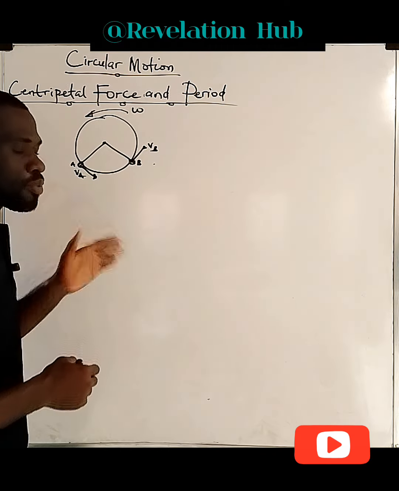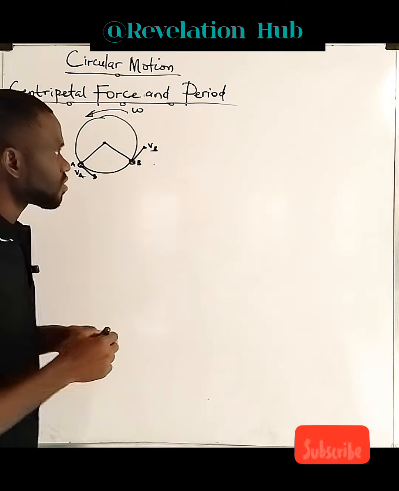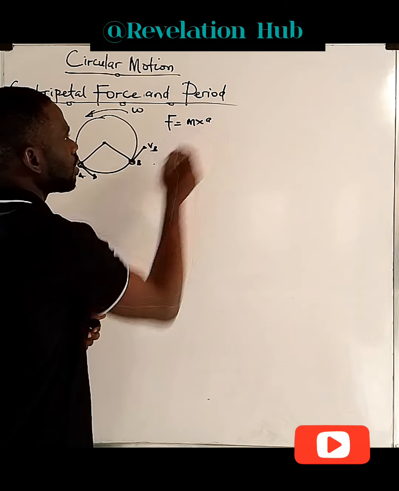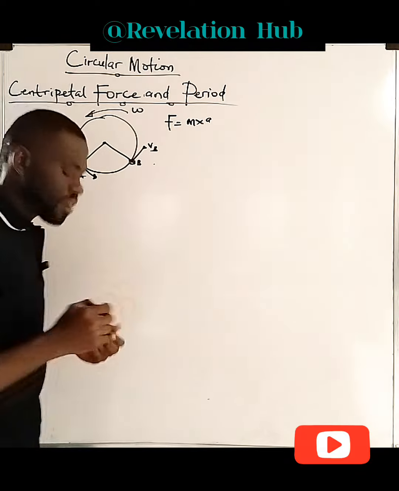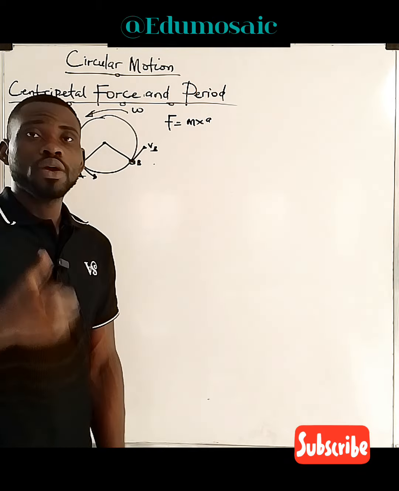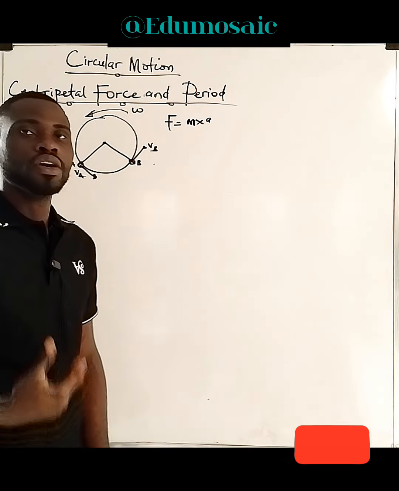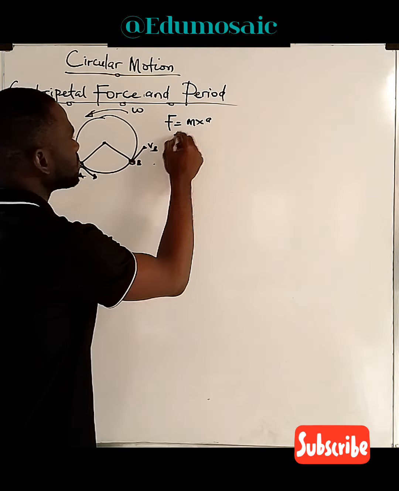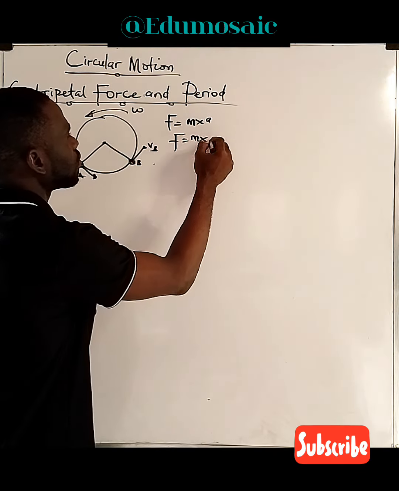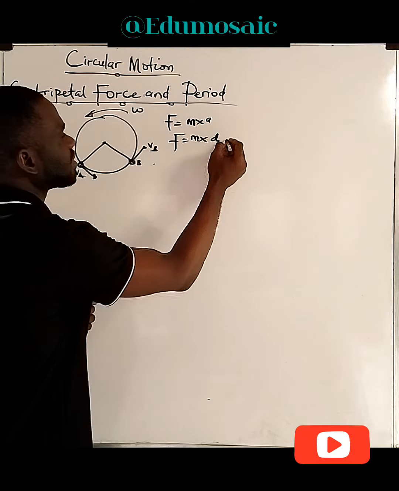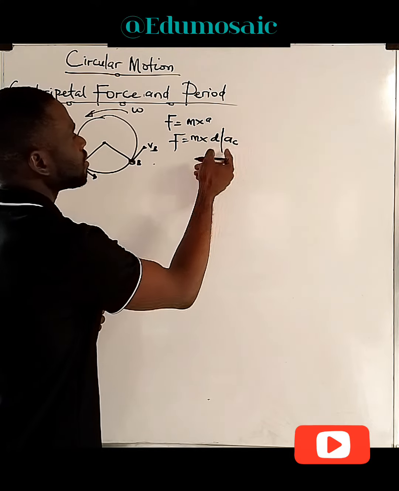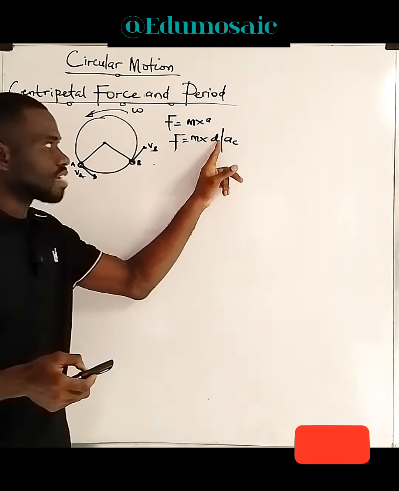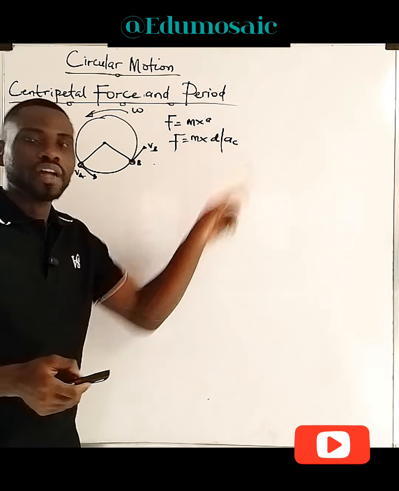So when we talk about centripetal force, don't forget what force is. What is force? Force is simply mass times acceleration. But this time around, we're not talking about just ordinary acceleration. We're not talking about linear acceleration. We're talking about angular acceleration, or I can call it centripetal acceleration. So centripetal force is simply mass times angular acceleration. You can write it like this, or we can write it as centripetal acceleration. It's the same thing. Mass times angular acceleration, or mass times centripetal acceleration.